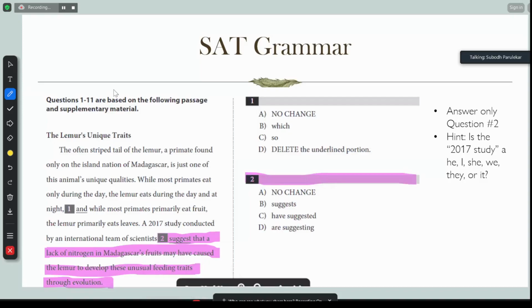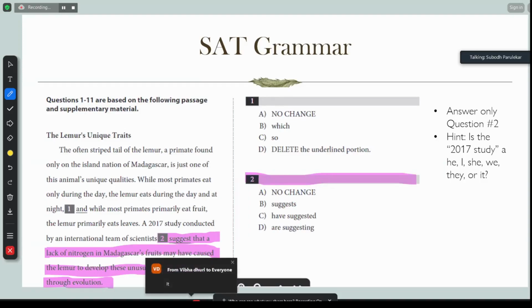So a lot of you guys got that answer right. It is suggests. I'll say it aloud so you guys can hear how it sounds. A study suggest that. Now that doesn't sound too right on its own. So we've learned why that's not right. And then B, a study suggests. It suggests. So that is the correct answer.